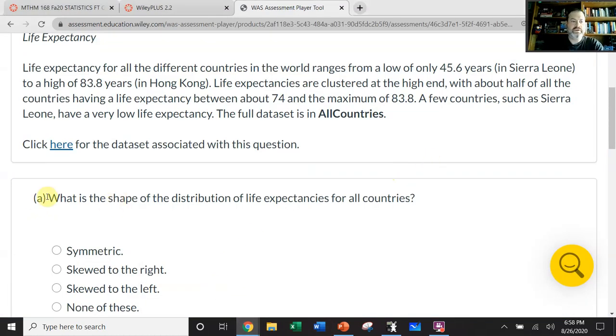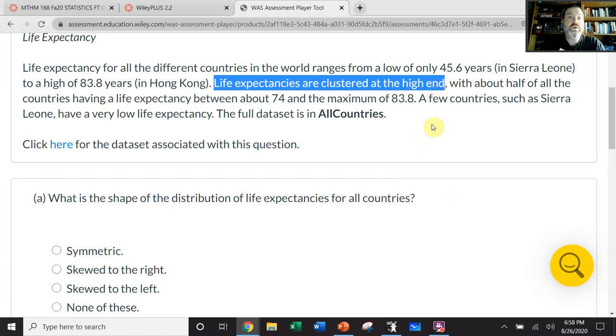Look at what it says. What is the shape of the distribution of life expectancies for all countries? Well, think about what you're told. Figure out where the mean and median are. Life expectancies are clustered at the high end. If you have a cluster of values somewhere, what does that tell you about the skew? Think about it. Use the information that's given. Don't think that you need to do something else. These problems are designed to use the tools that are taught in the section. If you need to use StatKey, I'll show you how to do it when it's appropriate, but you don't need it for this problem.